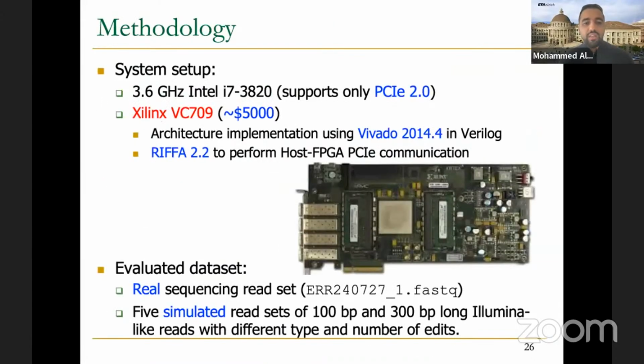Now for the key results, we implemented this in real FPGAs. This is the FPGA itself, the Virtex-7 VC709. It cost about $5,000 at that time. I'm not sure about the price these days.